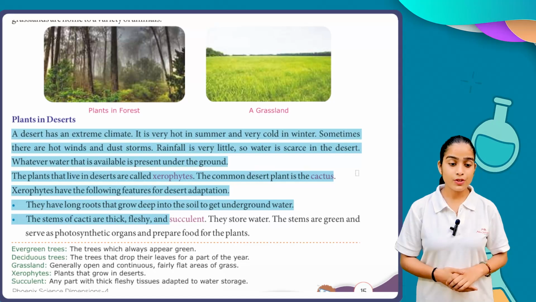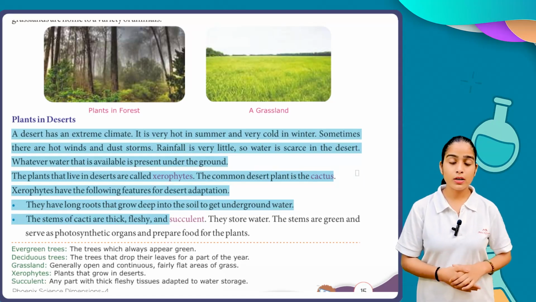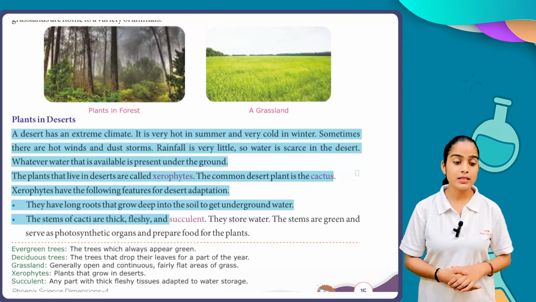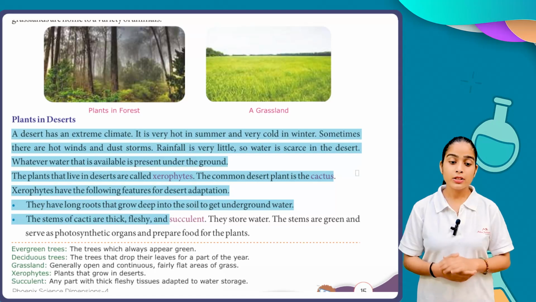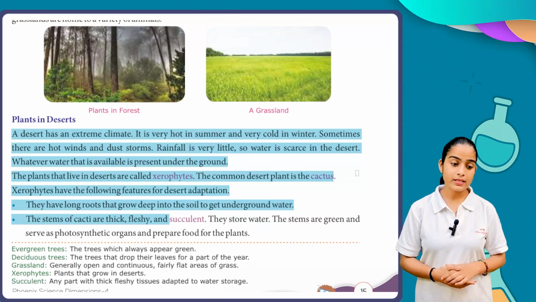Xerophytes have the following features for desert adaptation. They have long roots that grow deep into the soil to get underground water, and the stems of cactus are thick, fleshy and succulent. They store water. The stem is green and serves as a photosynthetic organ and prepares food for the plant.